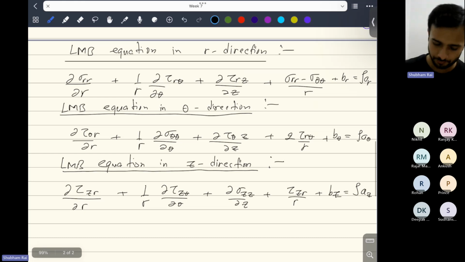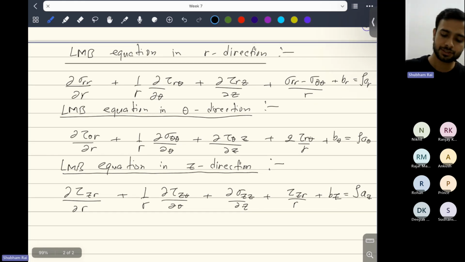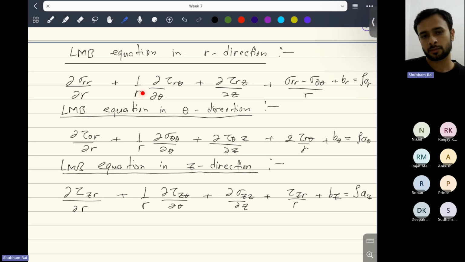Now you have written LMB in all the three directions. If you see, this r del theta can be interpreted to be the y direction. So let's say you have x, y, z direction in Cartesian coordinate system. Here you have r, theta and z direction. So r is some direction, and theta, since it doesn't have any units, that's why we have written r del theta. If you remember the cylindrical coordinate system, r del theta will be nothing but distance along some arc.